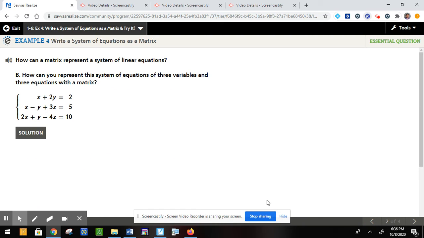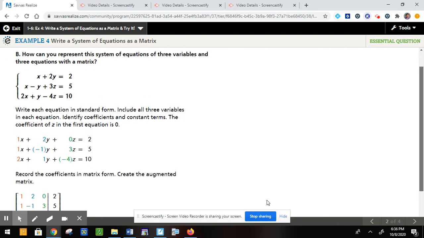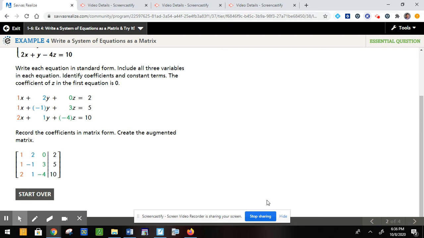Same idea, just with a 3 by 3. Okay, so the first thing you do is get everything in standard form. Although this basically was in standard form, notice how there was no z in the first equation, so now we have 0z there. You need the 0 placeholder because it needs to be a rectangle. All right, and then you just take the coefficients. X's are in the first column, Y's are in the second column, Z's are in the third column. The constants are the part after the line.